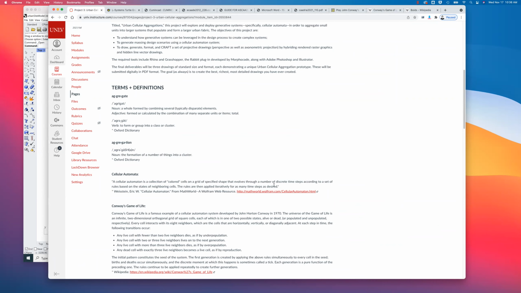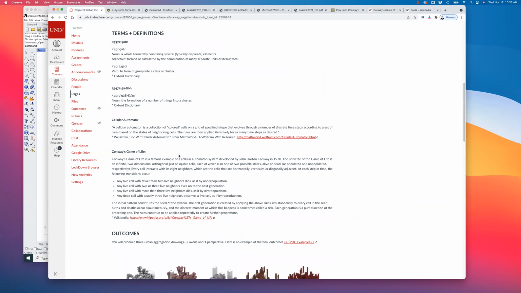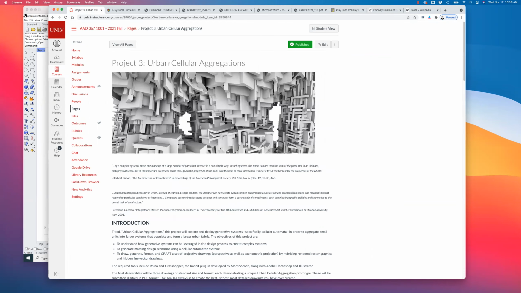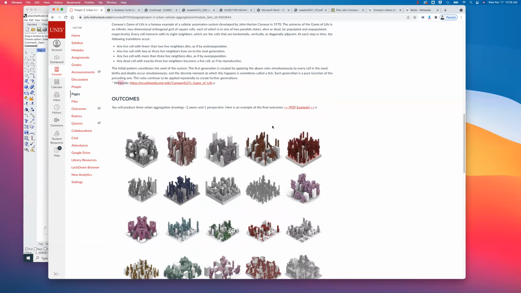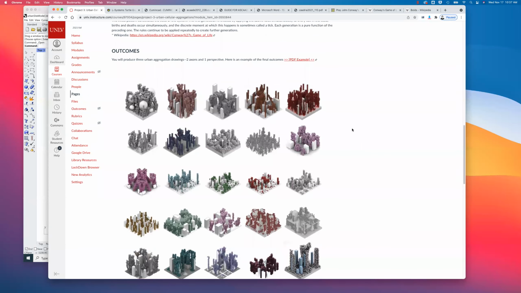Based off of the rules and the number of steps you perform, you start to get these sort of patterns, right? Conway's Game of Life is a familiar example. We just talked about that. And if you want to learn about that more, just go to our Project 3 introduction page here. That's what I'm on. The outcomes will look like this.